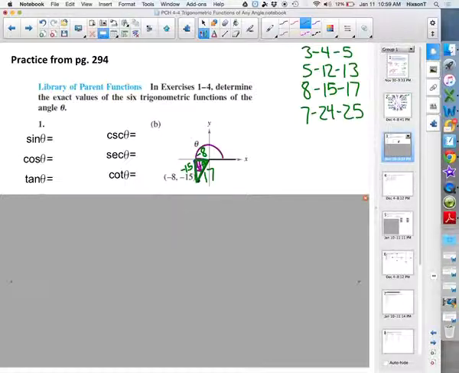But anyways, now that we have all three sides of our triangle, now we can figure out our 6 trig functions. So try that. We have all three sides, so now come up with your sine, cosine, tangent, cosecant, secant, and cotangent. Try to write those down and we'll check it.